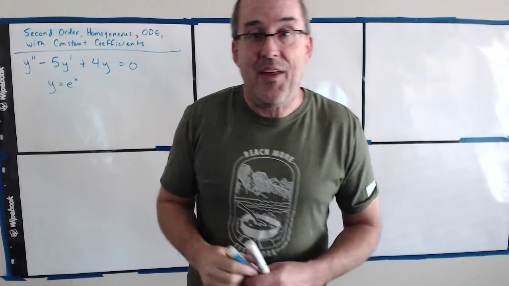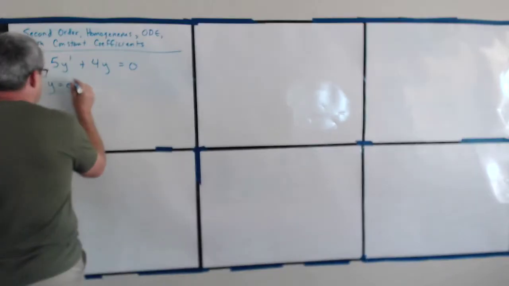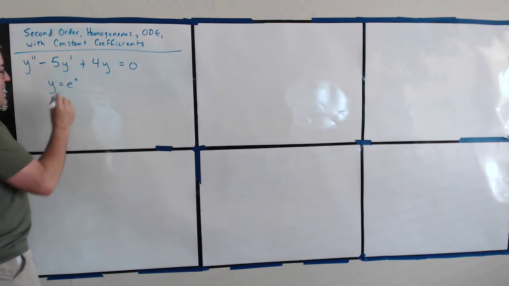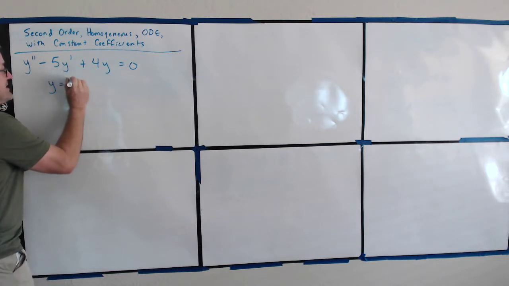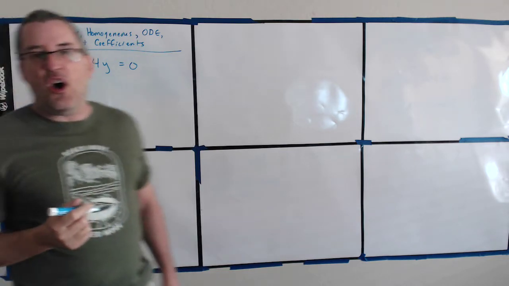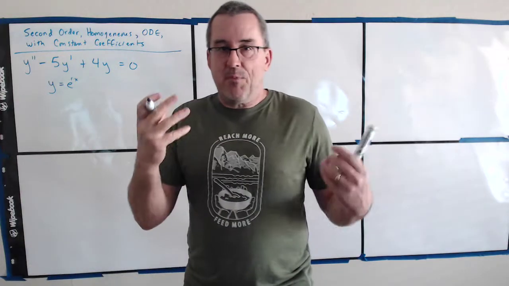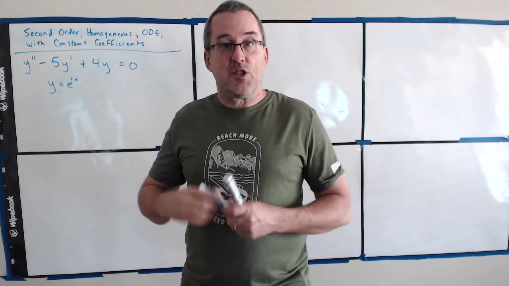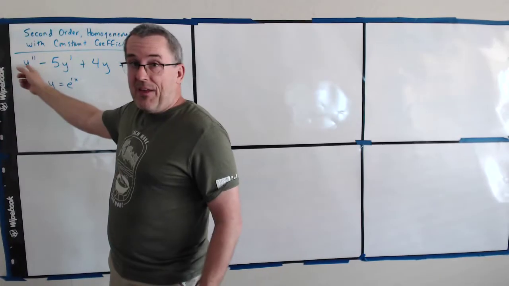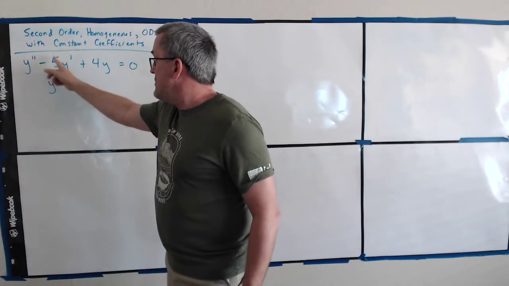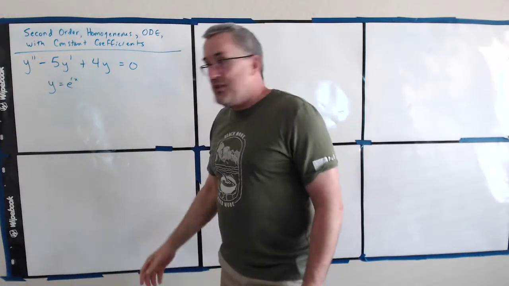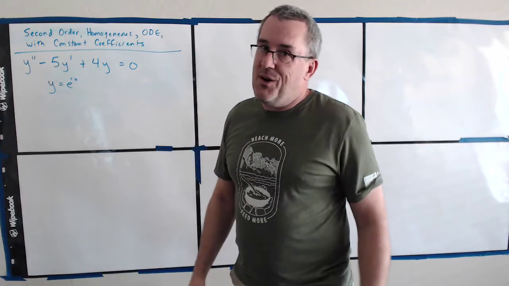Now, when you're working on that, you may have figured out that you needed some coefficient in that exponent, though. By the chain rule, you needed something, I'll call it r. We needed some coefficient on x in that exponent, so that when you took the second derivative by the chain rule, the first derivative times 5 and the function itself times 4 all combined and made 0.